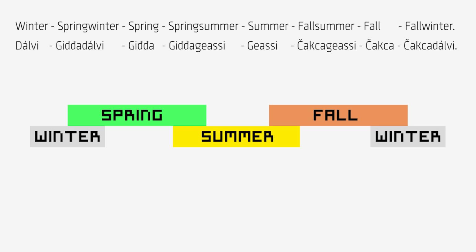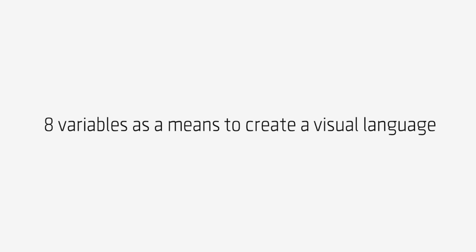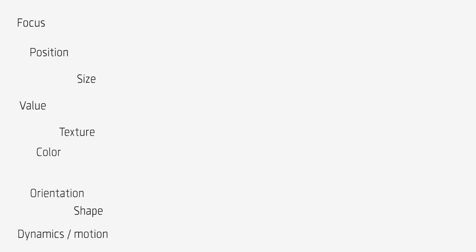And even here, people will perceive the motion moving past the visualization as either wavy or linear. So when we're dealing with information design, we are dealing with 8 visual variables according to Bertin, Cleveland, McGill, and Mackinlay. The variables are focus, position, size, value, texture, color, orientation, shape, and dynamics, or motion, where we move the visual out of the staticness into something evolving and changing within its borders.